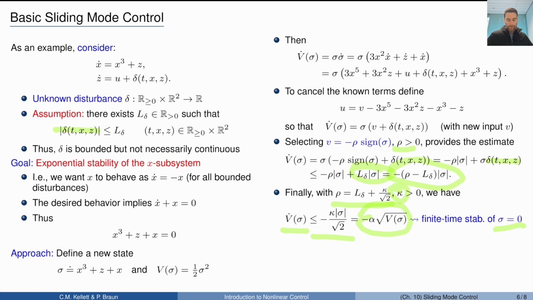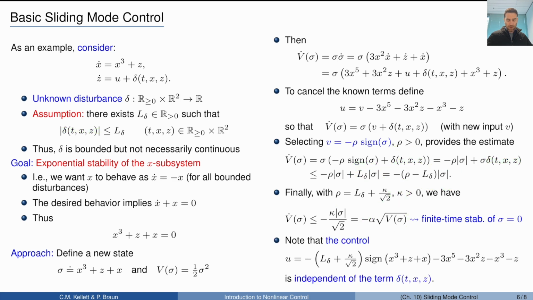Okay, and if we now go one step back, the degree of freedom in our system is actually u. So what does it mean in terms of u? Well, u needs to be defined in this particular way here. So simply by collecting the terms and the simplifications we've done along the way, we end up with this input u here, which only depends on known terms, meaning it is in particular independent of the disturbance. So this is really something we are able to implement.